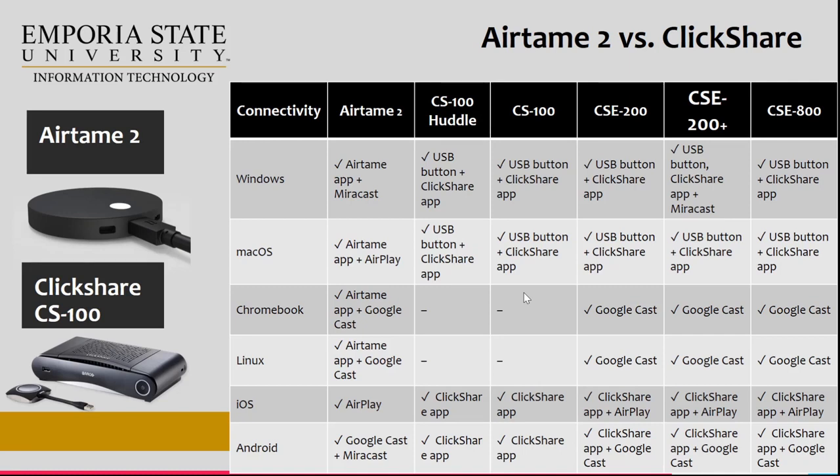So the Airtame has the ability to use those devices' native casting apps to simply directly connect to that wireless presentation system. You'll see the ClickShare has a physical dongle that uses a USB connection to plug into the device to connect to it, and then they have a native ClickShare app that could be downloaded and installed on the unit to connect. Some of their higher end models that cost a little more begin to have the same functionality where they can use Google Cast or AirPlay, things to that nature, to connect the devices.